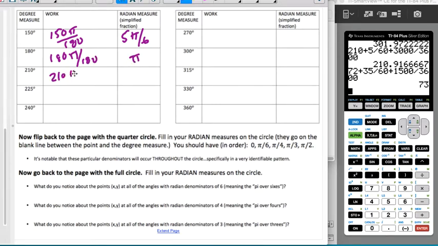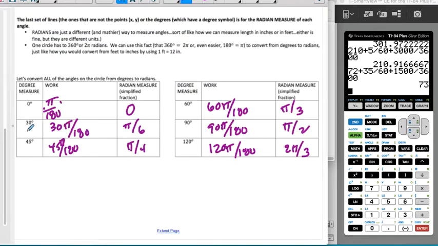210 times pi over 180 should be 7 pi over 6, because I can cancel 30s from the top and bottom. 225 times pi over 180 should be 5 pi over 4. I feel like I skipped one somewhere. Oh, I think I skipped, did I skip a 135? I did, my bad. 135.